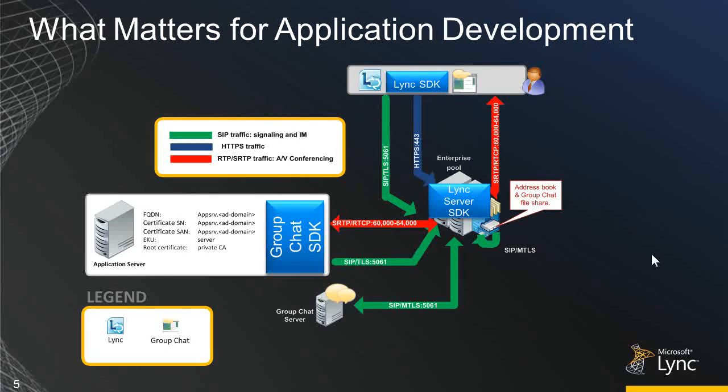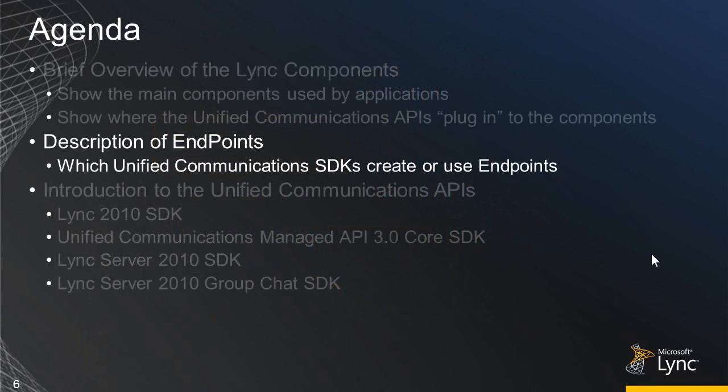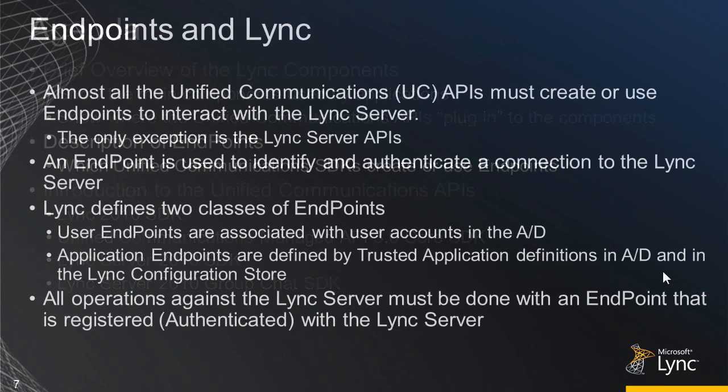So now that we understand where the various Link SDKs plug into the Link components, let's talk a bit about endpoints. Endpoints are entities that register with the Link server and allow those applications to communicate with Link. Various of the Unified Communications SDKs create or use endpoints in order to provide that interaction with the server itself. Almost all of the Unified Communications APIs create or use endpoints when they interact with the Link server.